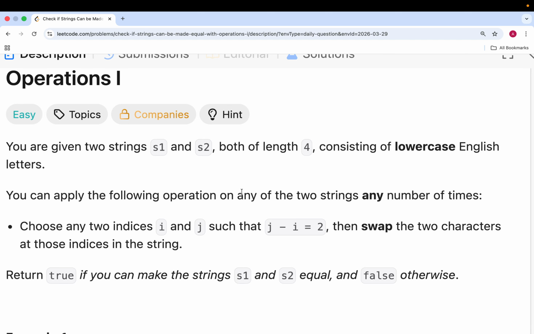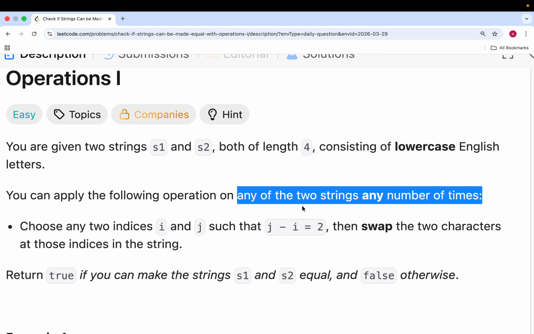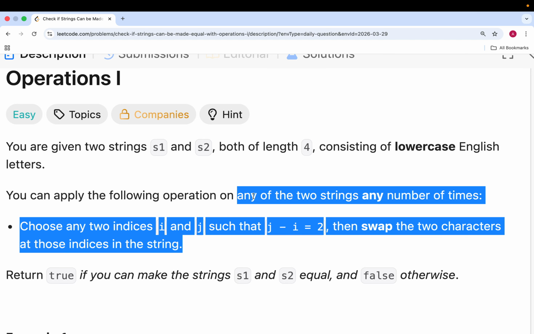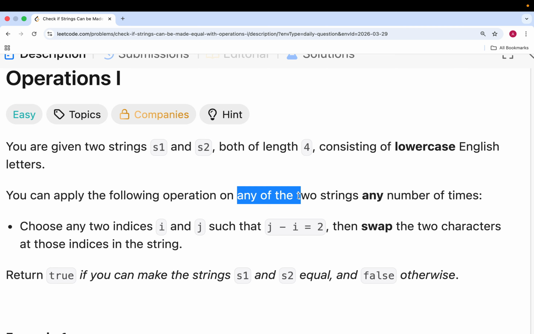You can apply the following operation on any of the two strings any number of times. On any of the two strings is interesting, but I don't think it would really make a difference. I think you can just do it on one string over and over again.